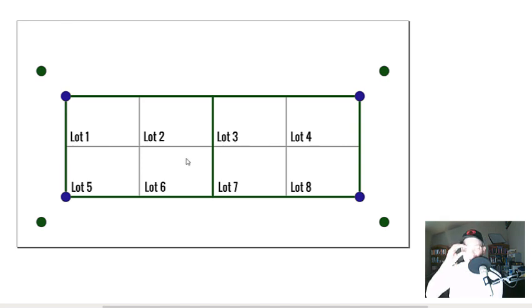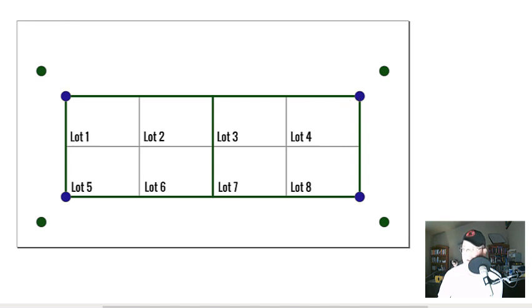So in this situation, if you watched the first video, we've got the same block, a little bit different scenario here. We've got our original centerline monuments, and we've got our original block corner monuments. In this scenario, Mr. Blake buys lots 1, 2, 5, and 6, and Mr. Cano buys lots 3, 4, 7, and 8. So they split the block in half. Okay, and here's what happens.